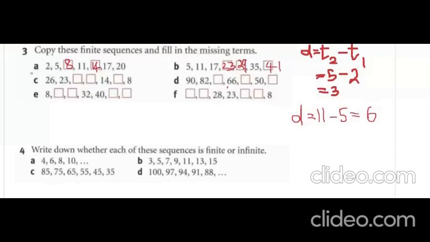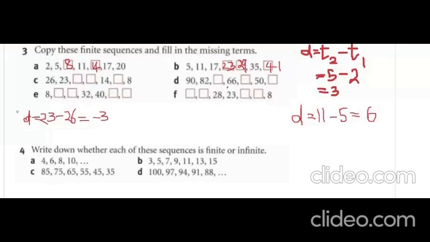Now we move to the next question, 26, 23. We find that this sequence is a decreasing sequence and therefore the common difference will be negative. 23 minus 26 is minus 3. That is the common difference for this question.